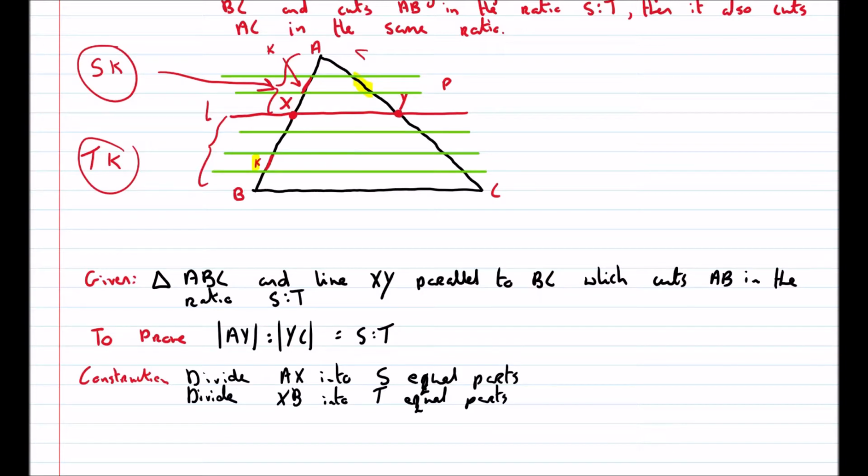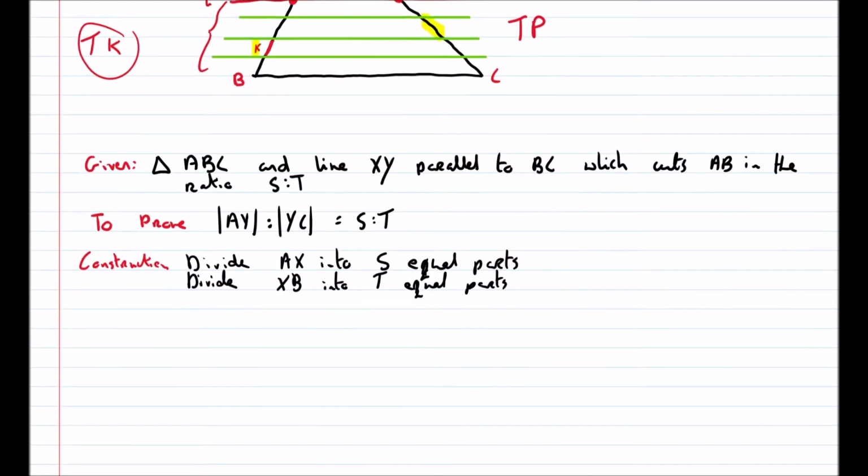Right. Well, if this side here is S multiplied by K, well then surely this side here is S multiplied by P. And down here, this is also P, this length here, and could I call this TP? Right, so here's my proof.